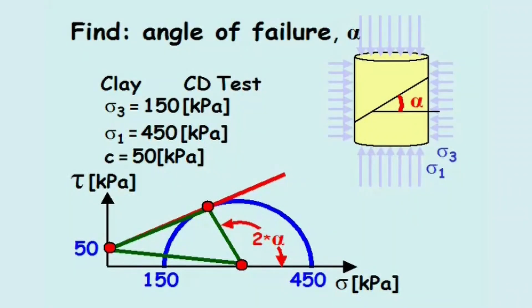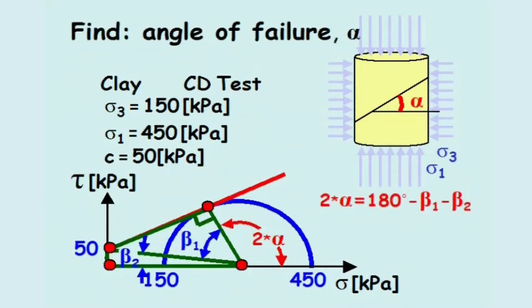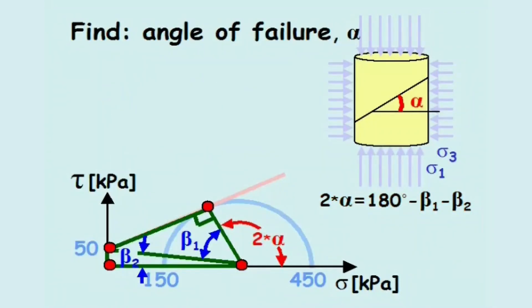The remainder of this problem is simply an exercise in trigonometry. 2 times alpha is equal to the supplement angle of beta 1 plus beta 2. Both beta 1 and beta 2 are part of right triangles, which will be helpful later. A variable x is defined as the distance from the origin to the center of the semicircle, and a variable r is defined as the radius of the circle.